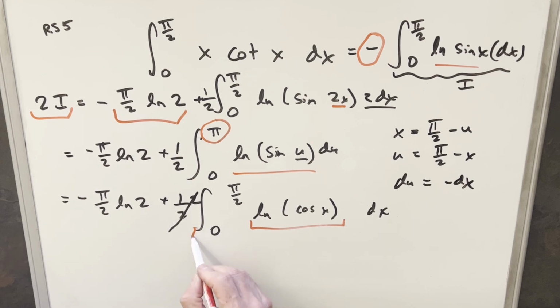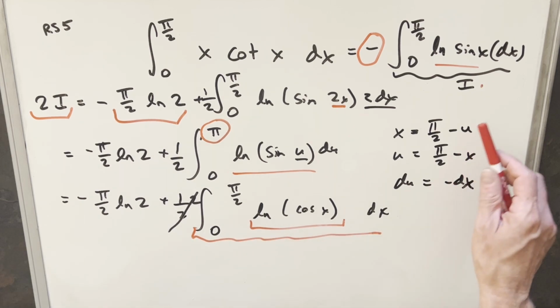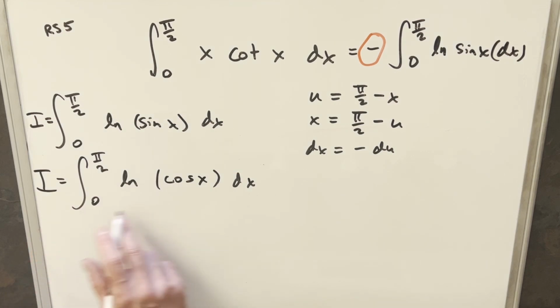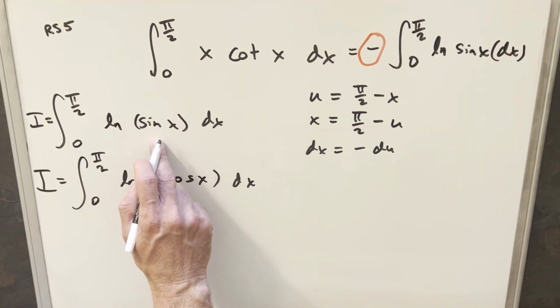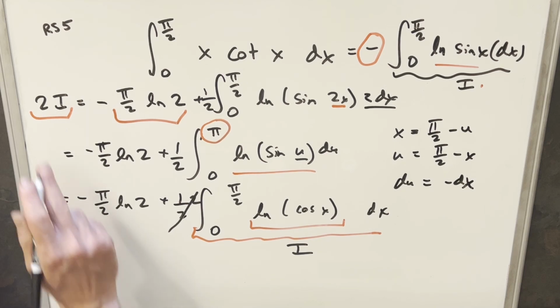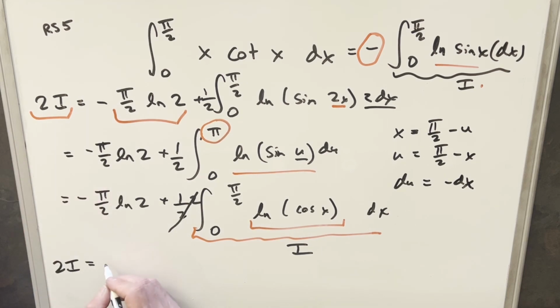As you may notice, this integral here is not the same as the I we have here, but it's the same as the I we did after our first substitution. So that was also I. So what we can say is this piece here is actually I as well. So knowing this is I right here, we can set up an equation knowing this whole thing is 2 copies of the integral, 2I. We have 2I. Over here we have minus pi over 2 ln 2 plus I.